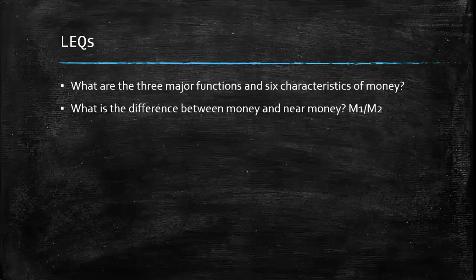So we have two LEQs. What are the three major functions and 6 characteristics of money? And what is the difference between money and near money, also known as M1 and M2?